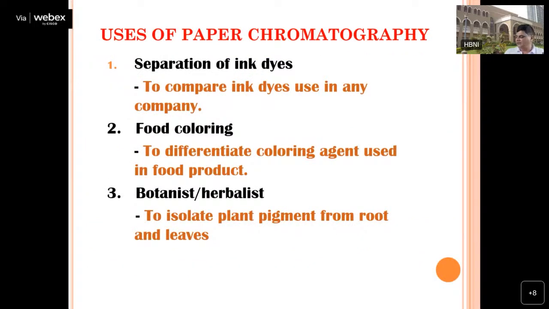Whenever we look at paper chromatography, I think all of us have done it in our 12th class. It is still used for the separation of ink dyes, to compare inks from any company, and for food coloring, to differentiate coloring agents in food products. Botanists and herbalists also use it to isolate plant pigments from roots and leaves.